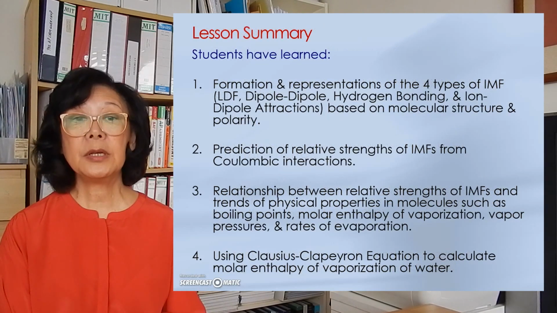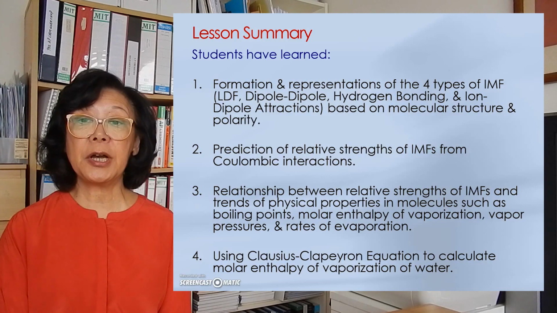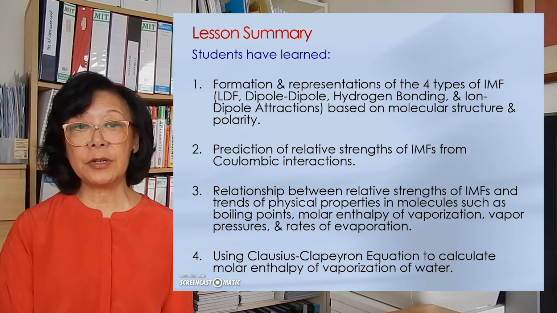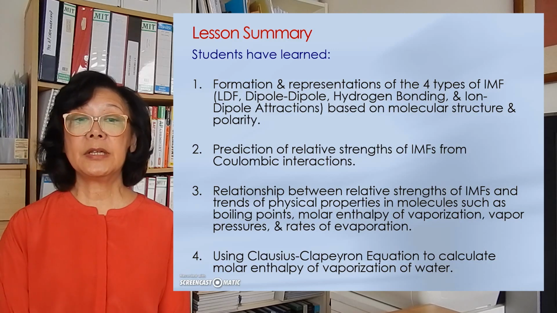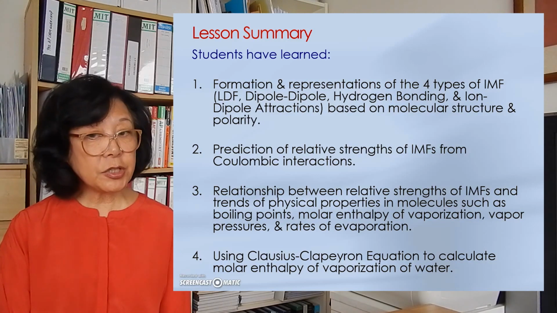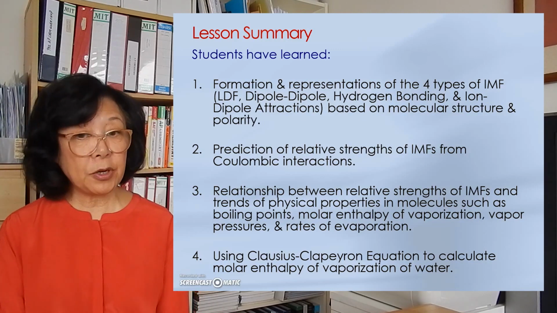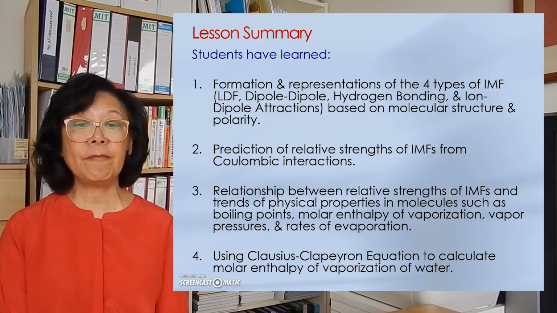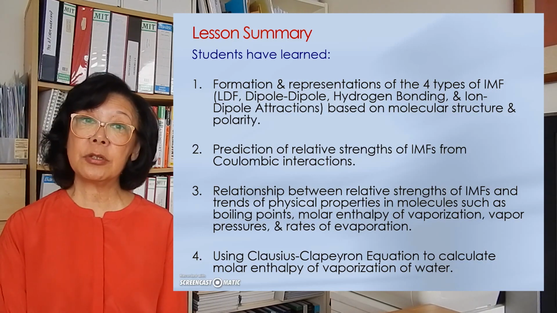To sum up what we have learned today, students have learned the formation and representation of the four types of intermolecular force: LDF, dipole-dipole, hydrogen bonding, and ion-dipole attraction, based on molecular structures and polarity. They predicted relative strength of intermolecular force from Coulombic interactions, and there's a relationship between relative strength of intermolecular force and trends of physical properties in molecules such as boiling point, molar enthalpy of vaporization, vapor pressure, and rate of evaporation. And finally, using the Clausius-Clapeyron Equation to calculate molar enthalpy of vaporization of water.